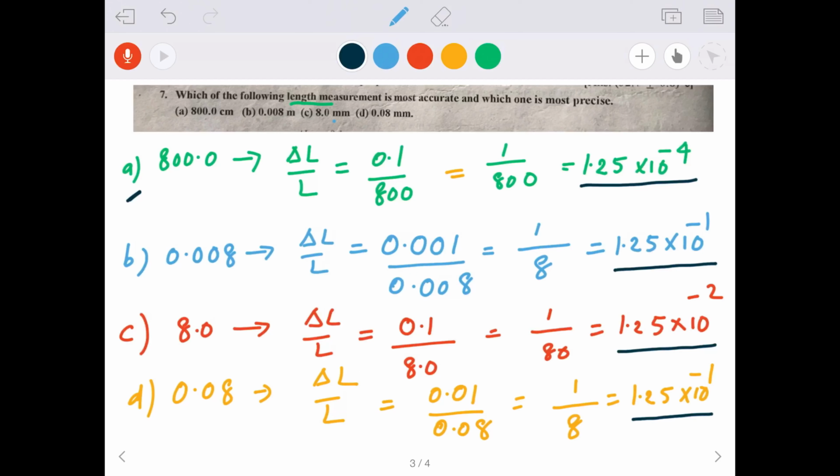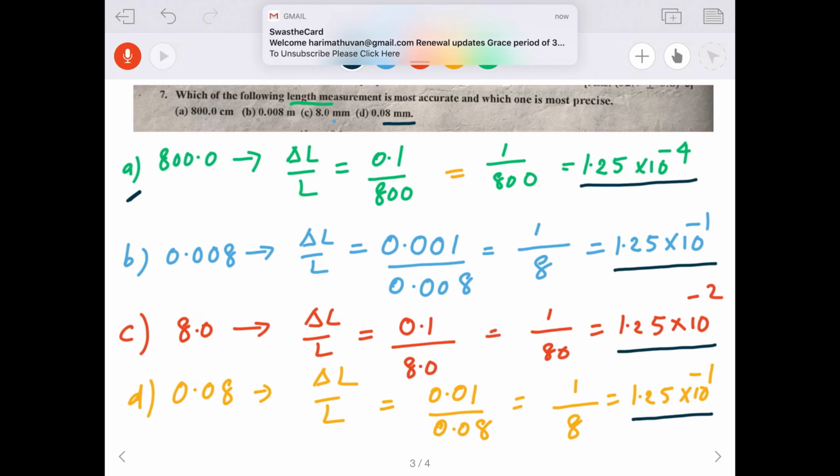Here all the things you can see from the question itself. This is 0.08 millimeter, and the rest of them are coming like 8 millimeter, 0.008 meter and 800.0 centimeter, like that. So we can avoid that. So the precise value will be the last value, 0.08.